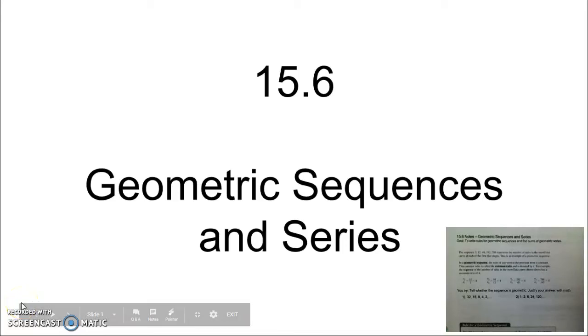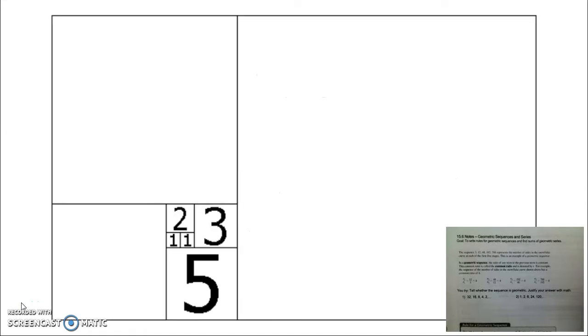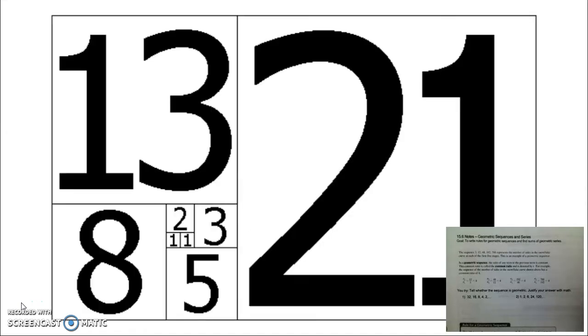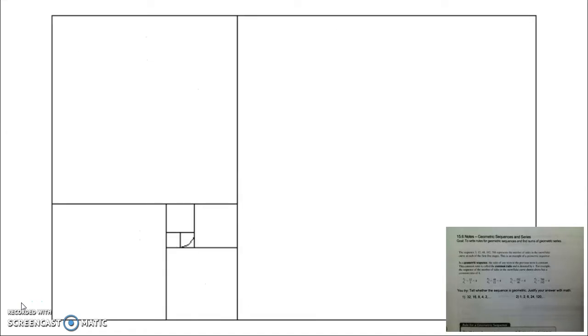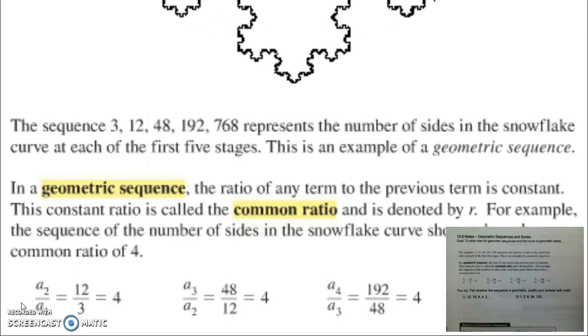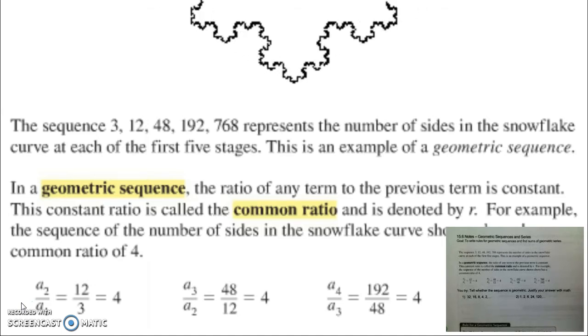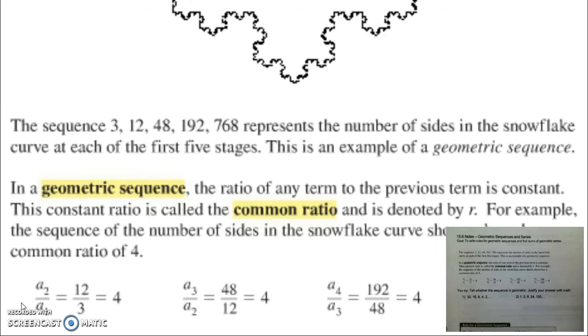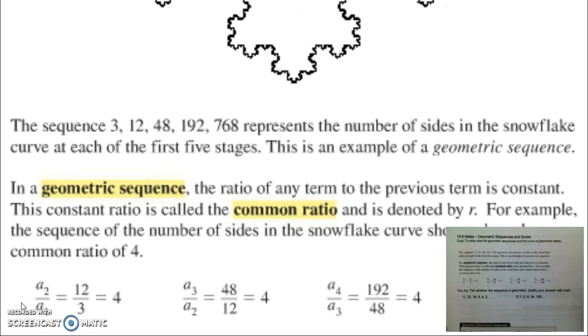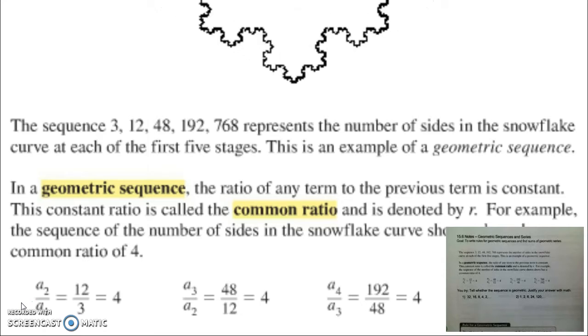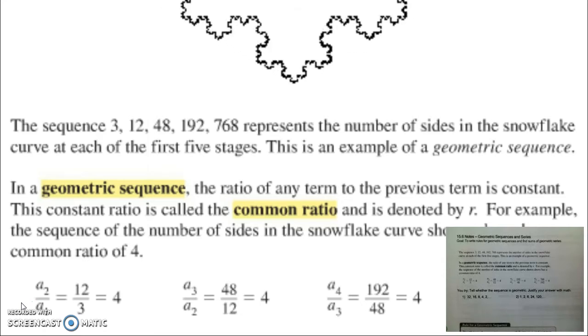The second type of sequence and series that we're going to examine in this unit is the geometric sequence and series. And we'll find out that there's some similarities and some differences to how we determine additional terms in the sequence as opposed to the arithmetic sequence which we saw last time. So an example sequence, 3, 12, 48, 192, 768, generated by this fractal image above, the snowflake. And this is a geometric sequence.